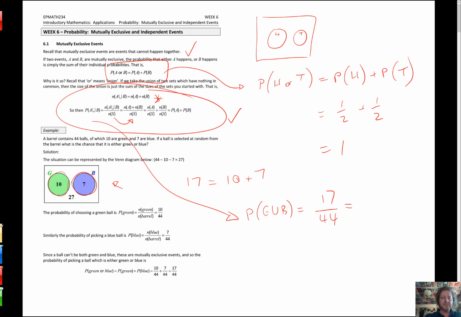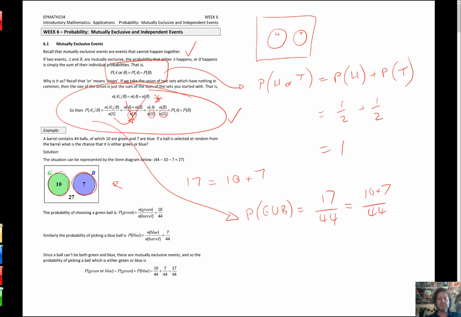The next step says instead of writing N of A union B on top, I could have written N of A plus N of B. Well, in this case, it's N of G plus N of B, which is a 10 plus a 7. Would you agree that 17 on 44 is the same as 10 plus 7 on 44? Yeah, that's how we got the 17. Then it says if I've got the same denominator, I can split this fraction up into two bits, NA on NS and NB on NS.